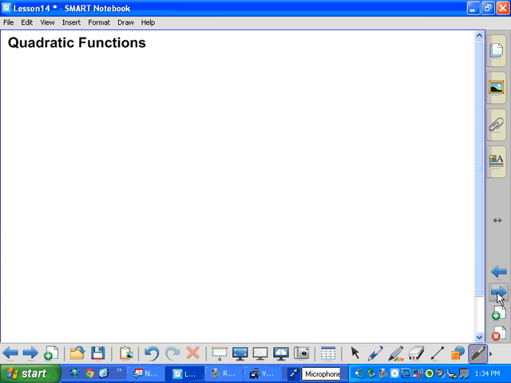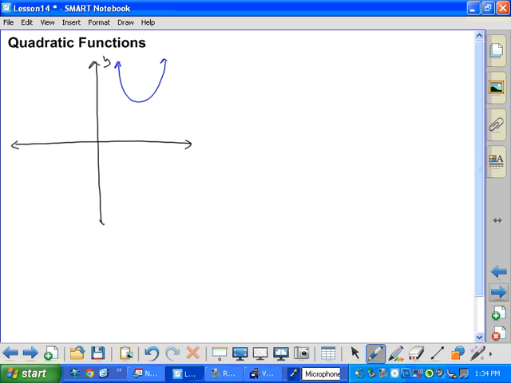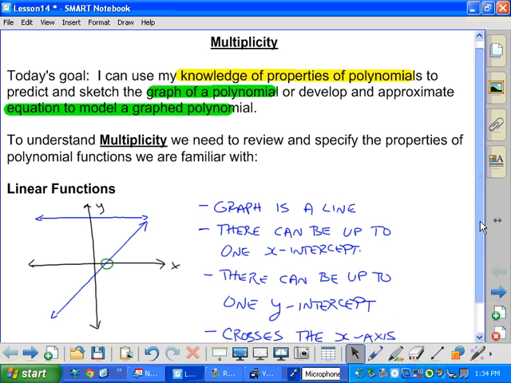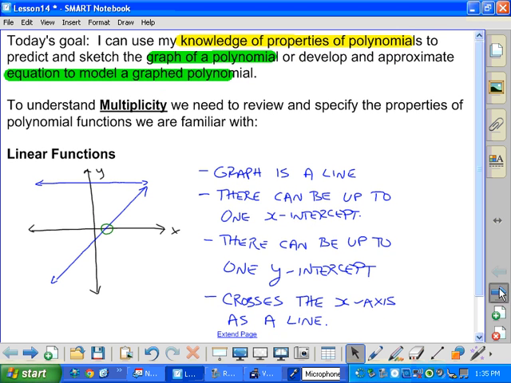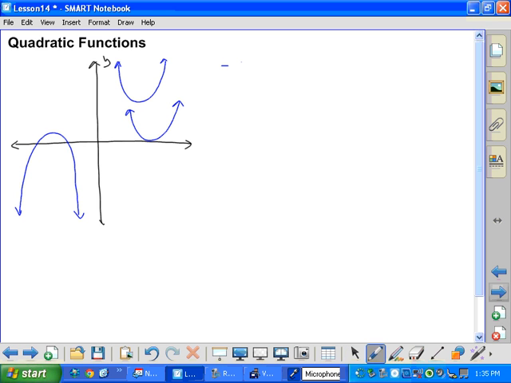So flipping over, quadratic functions. So again, you can give yourself a sketch here. If we keep with the trend that we had before, what are the possible types of graphs? Well, we can have a parabola that looks like this. We can have a parabola that looks like this. Or we could have a parabola that looks like this. So there's more options involved here. So if I go back and look at the properties, first one, graph is a line. This time you're going to say the graph is a parabola.